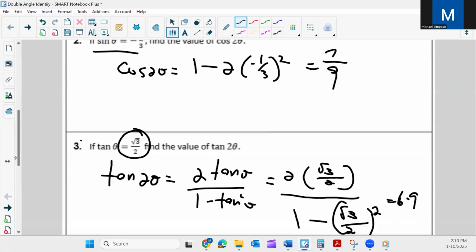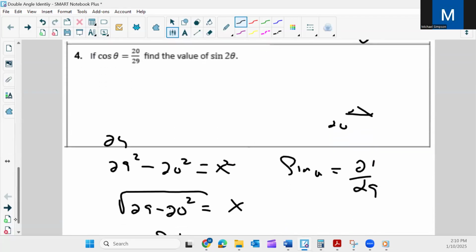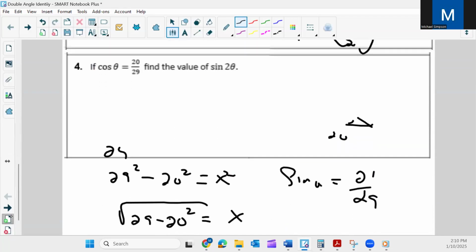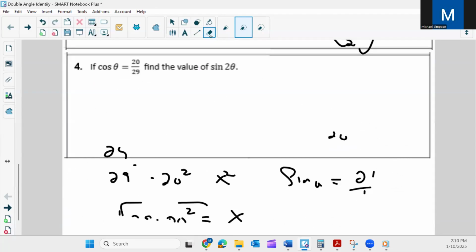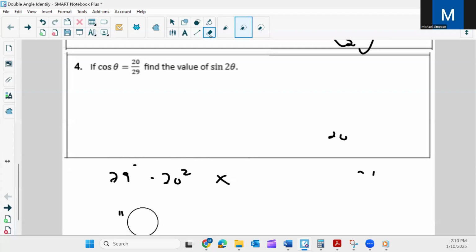All right. Number 4 now. Look at number 4. This time you want to find sine 2 theta, and you're given cosine. Use the first one. The first identity, sine 2 theta equals 2 sine theta cosine theta. That's the one you're going to use, right?